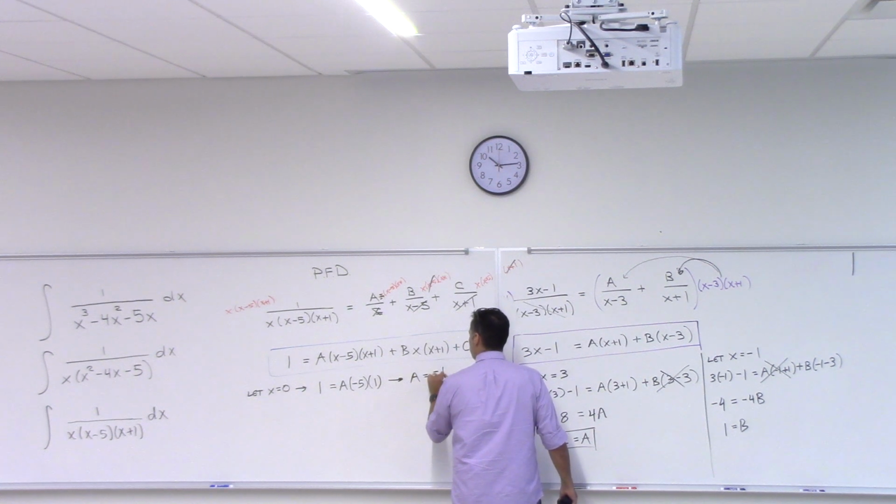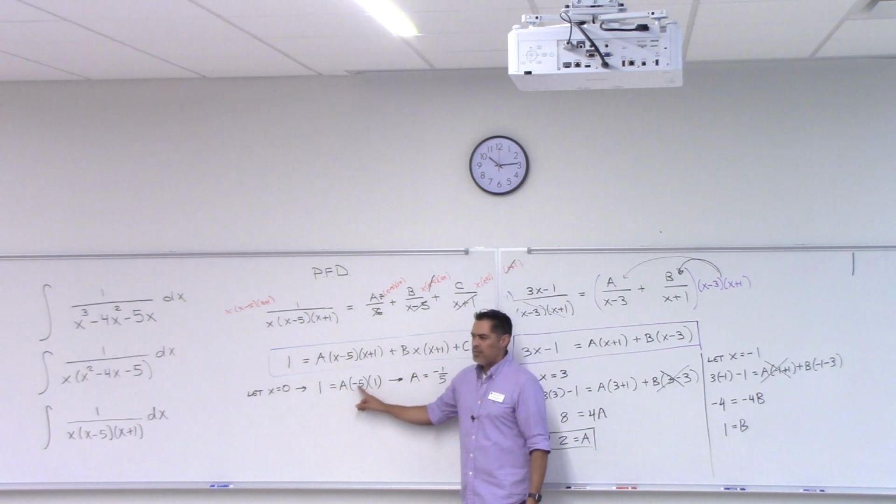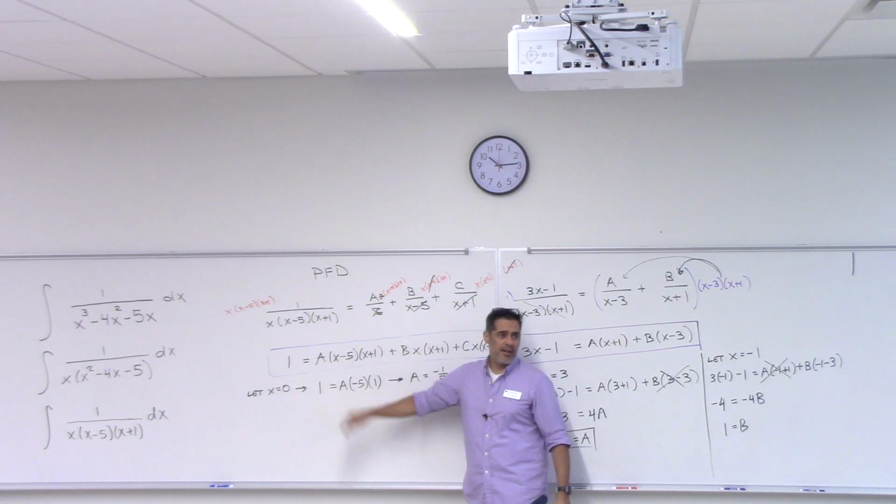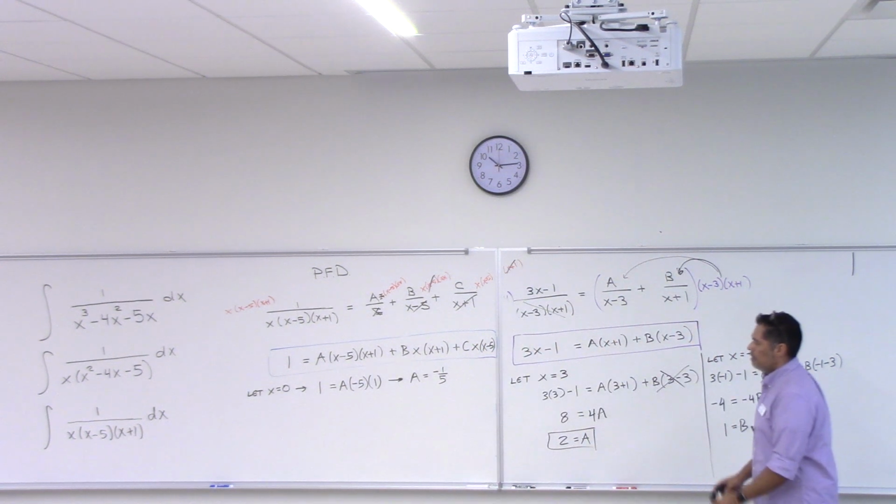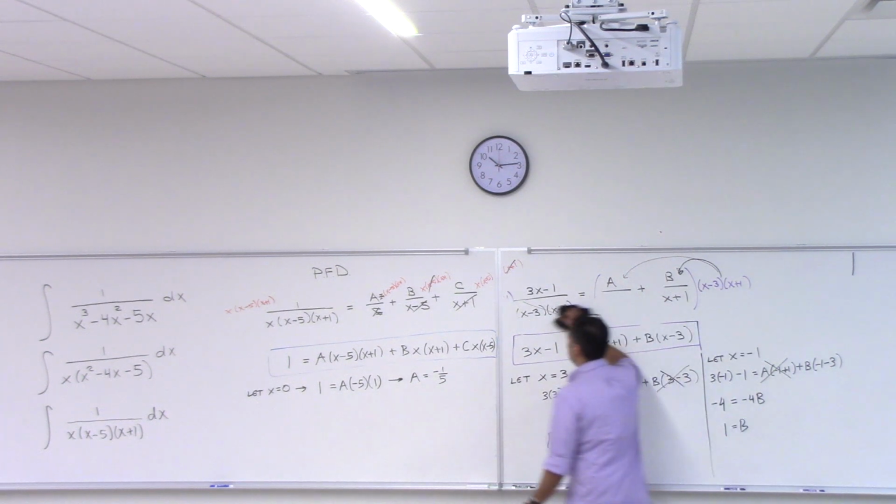Negative 1/5, right? All you'd have to do is say this is negative 5A, and then divide both sides by negative 5. We can get B the same way, can't we? Hopefully.